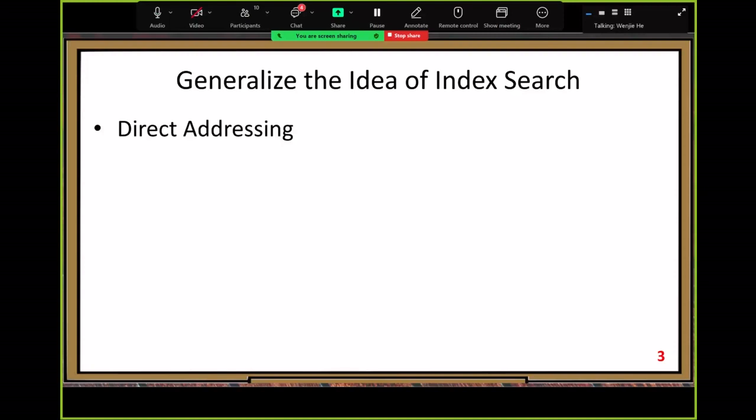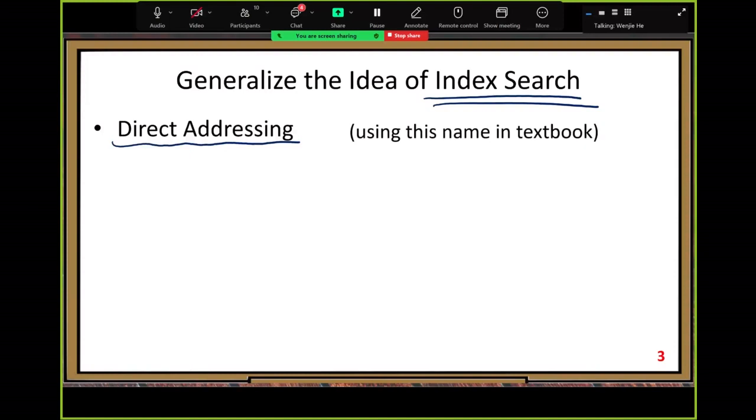In our textbook, or some other books, this is called direct addressing, because you get array indexes and find your data directly. You find the address of your data directly. So that's the reason, and another reason you do not see the word index search. In our textbook, it's called the direct addressing method.